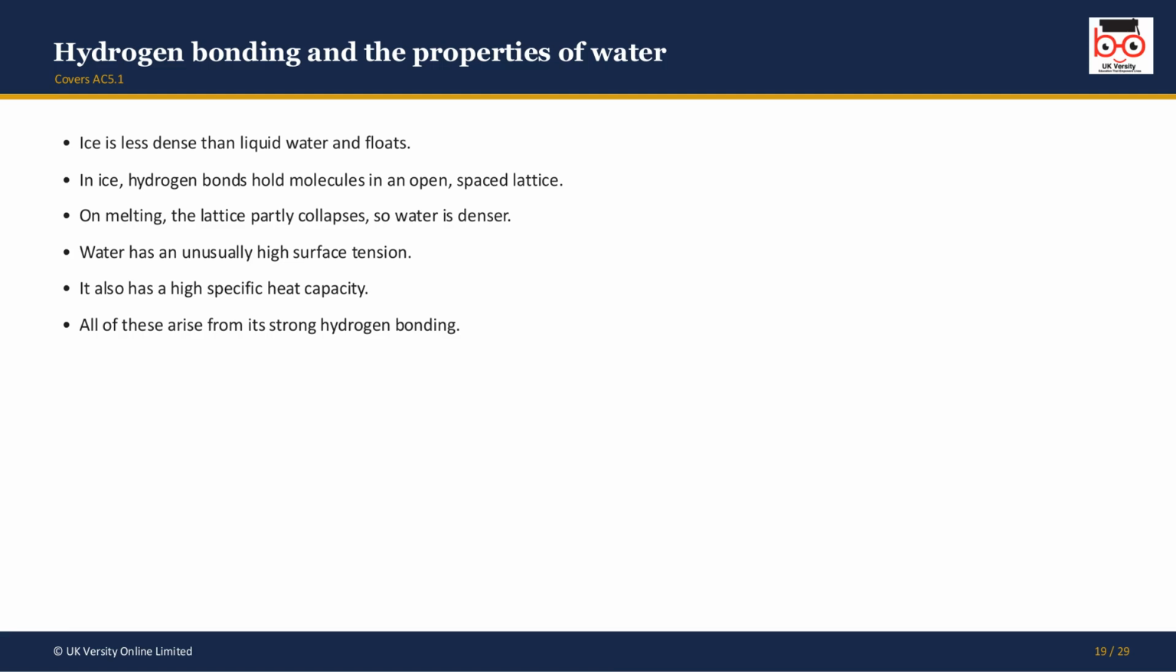Hydrogen bonding gives water several unusual properties. Ice is less dense than liquid water and floats, because in ice, the hydrogen bonds hold the molecules in an open, spaced-out lattice. On melting, that lattice partly collapses, so liquid water is actually denser. Water also has an unusually high surface tension and a high specific heat capacity. Every one of these features arises from its strong hydrogen bonding.